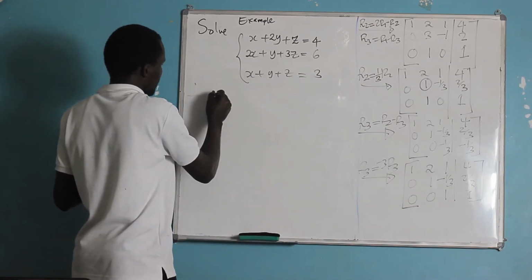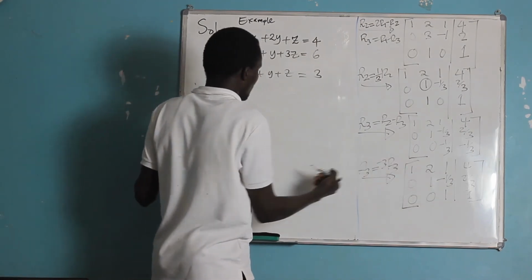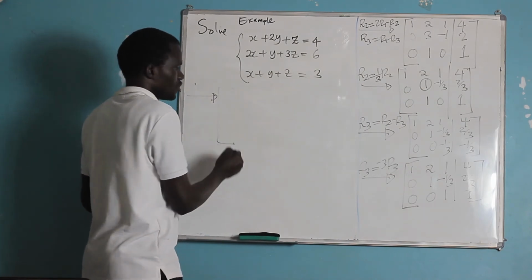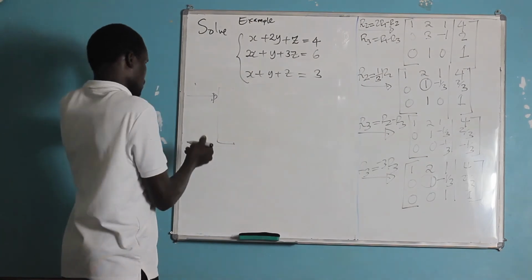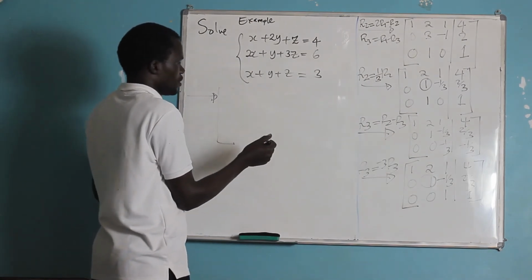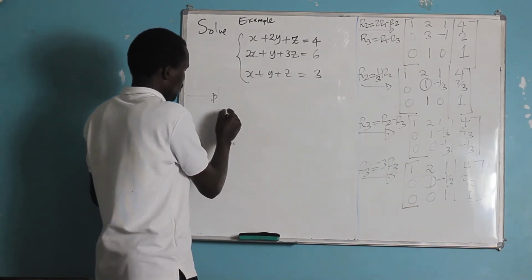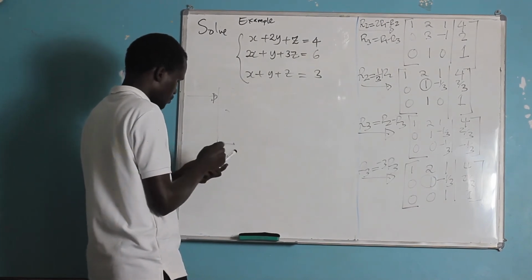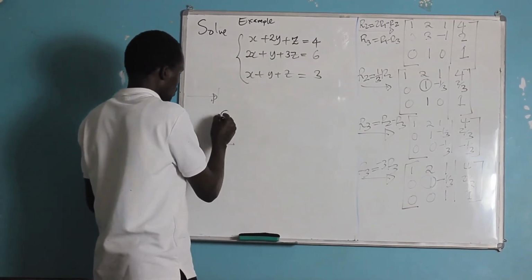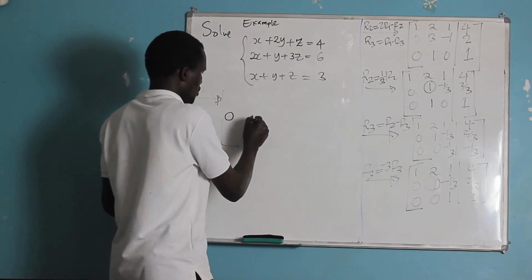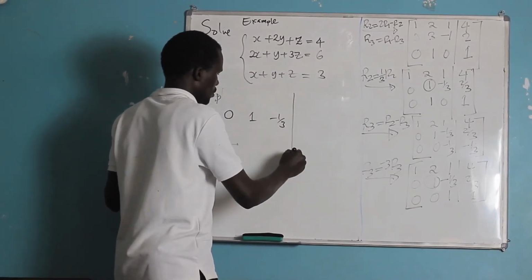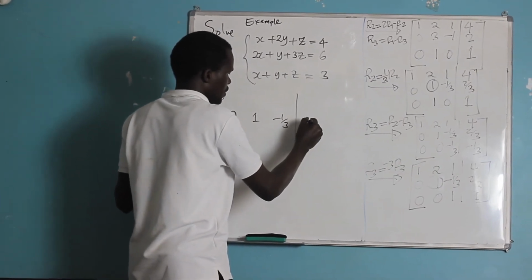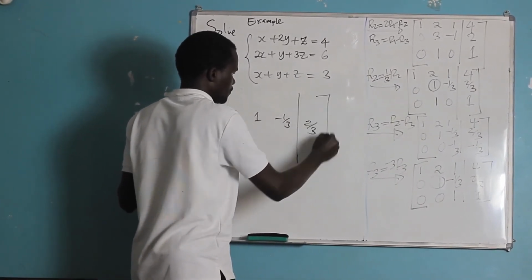So, next here, we need to reduce this one to become 0. So, this is acting as a pivot. So we put here 0. This will be 0. This will be 1. That's it, negative 1 over 3. Because this is the pivot, negative 2 over 3.